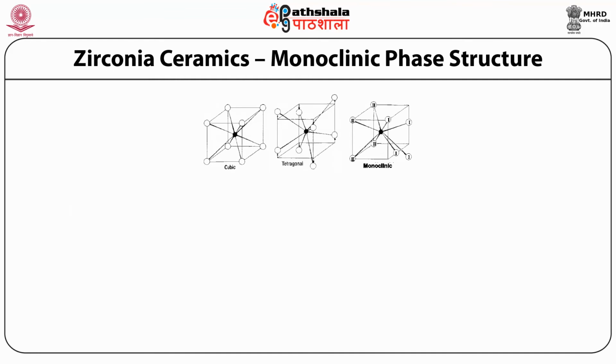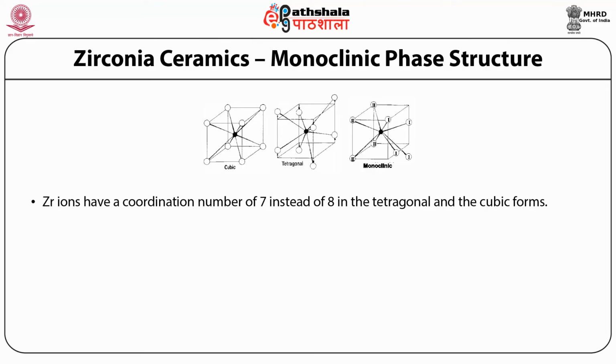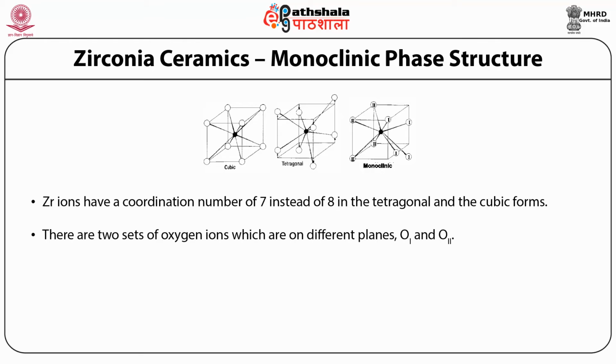Now let us discuss the monoclinic phase structure of zirconia ceramic. So students, you can see the monoclinic structure in this figure. The zirconium ions in the monoclinic structure have coordination number 7 instead of 8 in the tetragonal and the cubic forms. There are two sets of oxygen ions which are on different planes, that is O1 and O2.